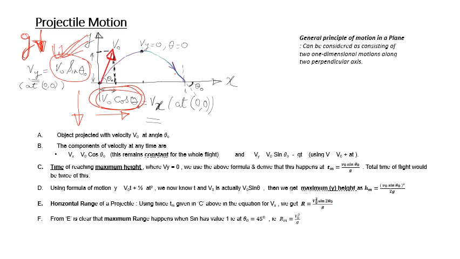So v0 cos theta 0 has a direction towards the right in a horizontal direction. It's totally orthogonal to gravity, hence gravity will have no effect on the horizontal component of this velocity because gravity is orthogonal to that component.